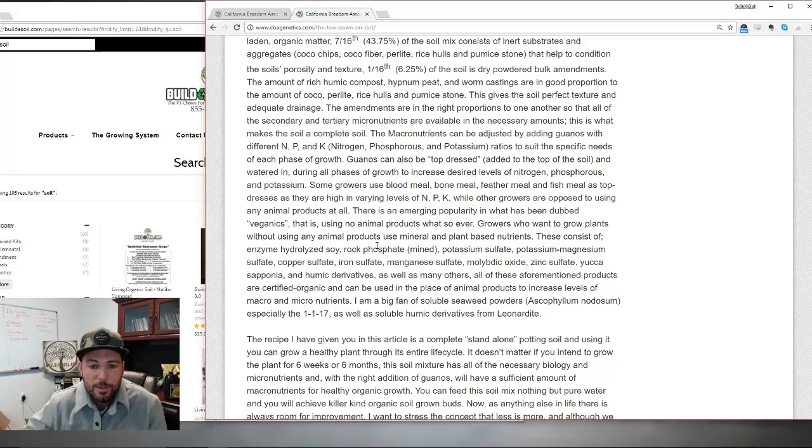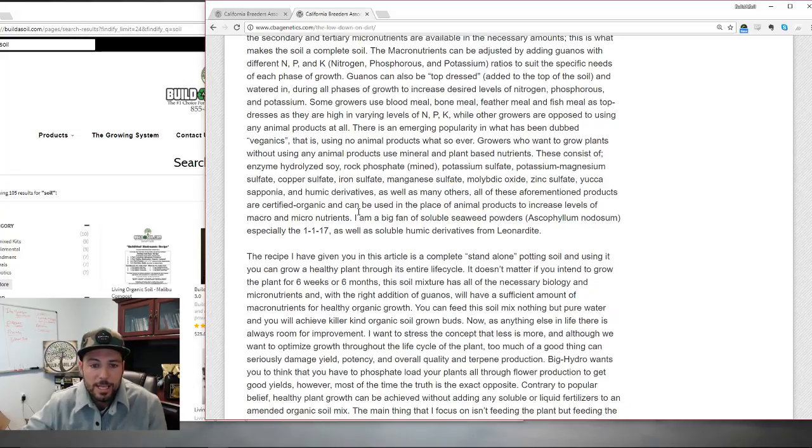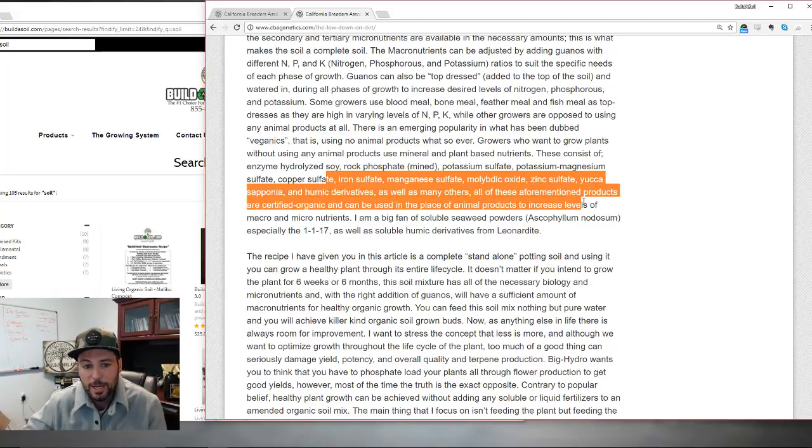Growers who want to grow plants without using any animal products use minerals and plant-based nutrients. These consist of enzyme hydrolyzed soy, rock phosphate, potassium sulfate, magnesium sulfate, copper sulfate, iron sulfate, zinc sulfate, yucca, all these different things, okay? They're all products that are certified organic and can be used in place of animal products to increase the levels of nutrients.